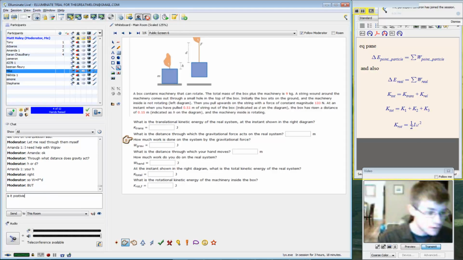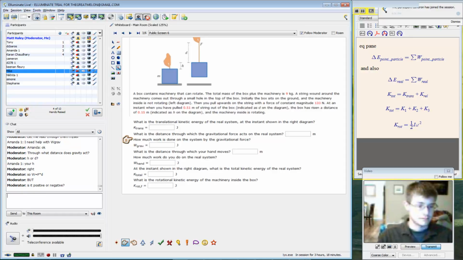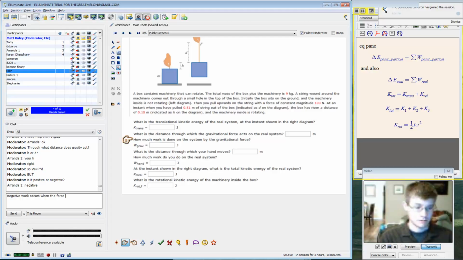And there's the additional complication that they might mistakenly put a positive work for gravity here, but since the object is moving up, the work done by gravity should be negative. So I try to anticipate sometimes the problems that a student might have.